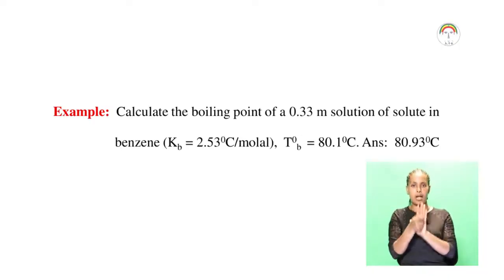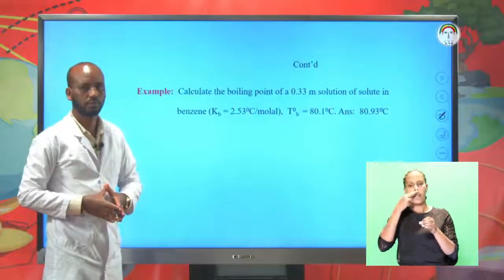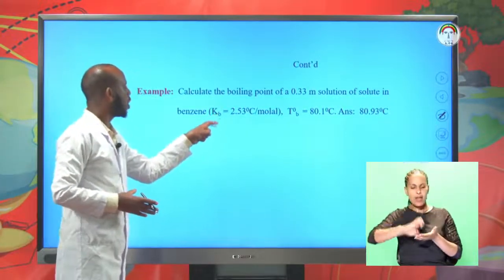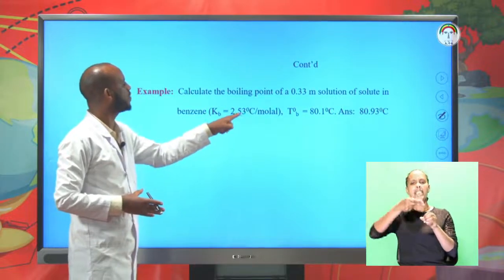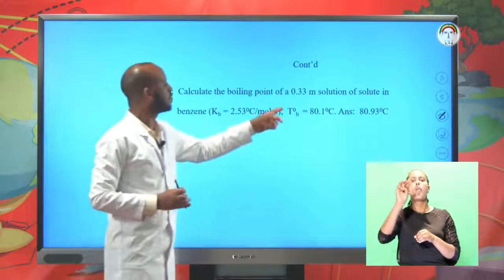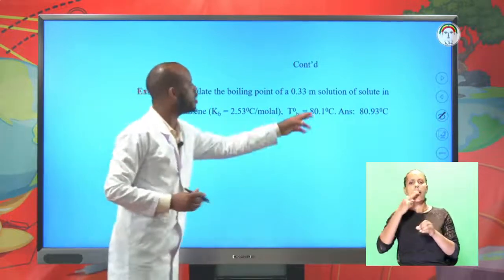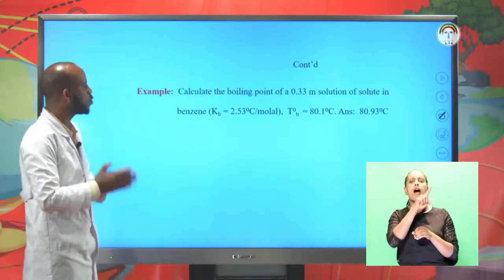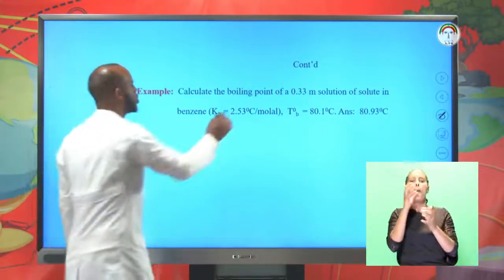Example. Calculate the boiling point of a 0.33 molal solution of solute in benzene. The boiling point elevation constant of benzene is 2.53 degrees centigrade per molal. The boiling point of pure benzene is 18.1 degrees centigrade. You are asked to calculate the boiling point of the solution.